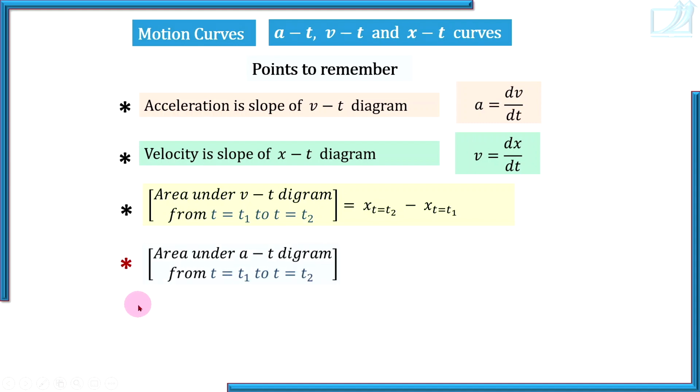Area under At diagram, acceleration time diagram, in a time interval, so say t1 to t2. Area under At diagram from t equal to t1 to t equal to t2 gives you change in velocity. So now remember these last two statements in this manner. Area under Vt diagram gives change in position. Area under At diagram gives change in velocity.